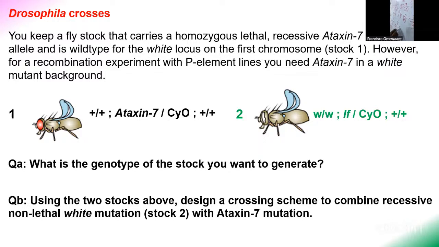So Y over W, I can hear that. And what? Ataxin over CY. And then 4. Okay, good. And then 5. Y over W, Eve over curly. And then 6. Okay. Thank you so much. Right? So now, these are the genotypes, right?